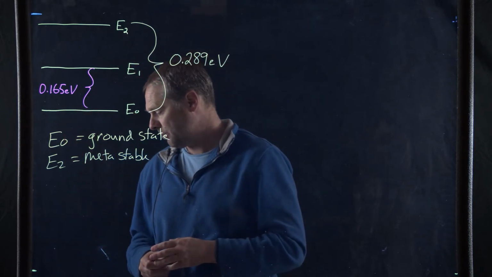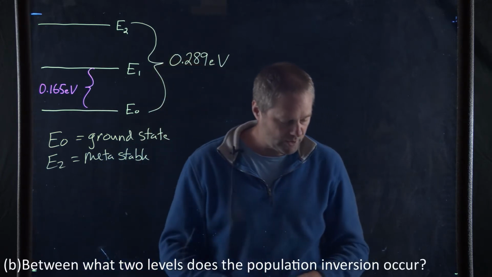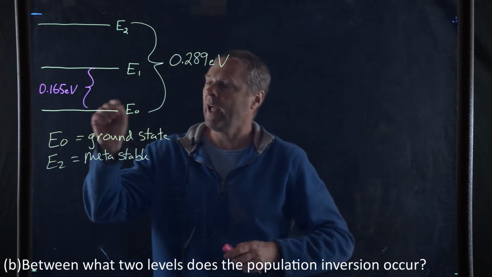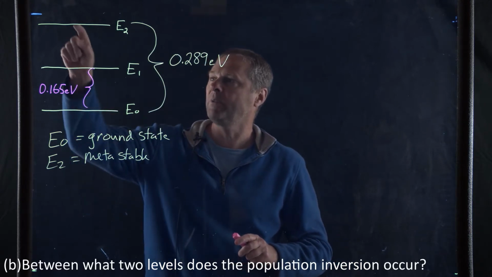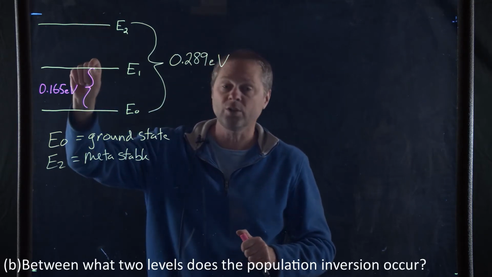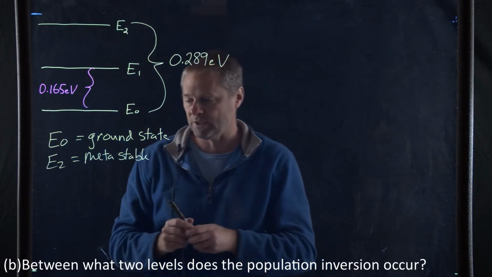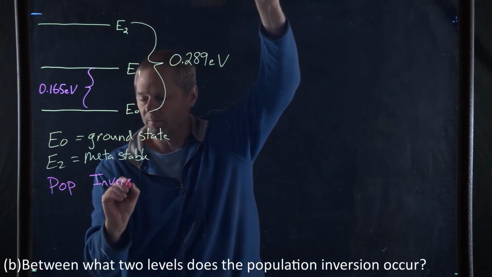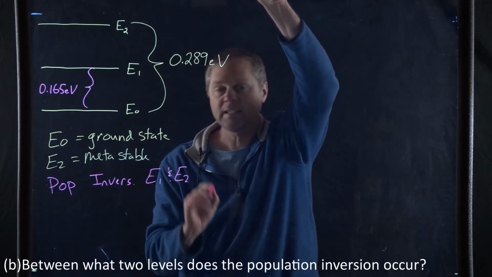All right. Now part B asks, between what two levels does the population inversion occur? In this case, we're looking at the population inversion, and what happens is, once again, you move population from E0 to E1, and then the population is going to eventually move up to E2, such that there becomes more of a population in E2 than there's going to be in E1, because this is not a stable state. E2 is a more stable state, and so the population inversion is going to occur between states E1 and E2.